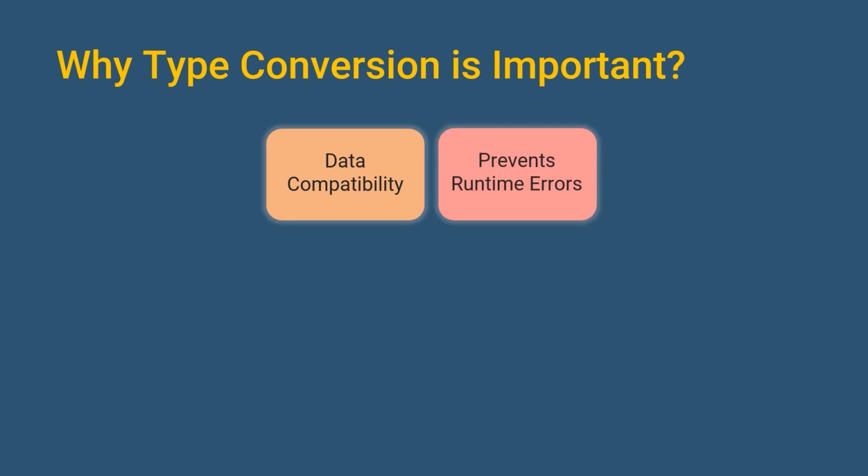Prevents runtime errors. Type mismatches often lead to runtime errors, especially when combining or comparing incompatible types. For instance, trying to add a string and a number without conversion would throw an error. Type conversion avoids these issues by converting data types in advance to ensure the operation succeeds.